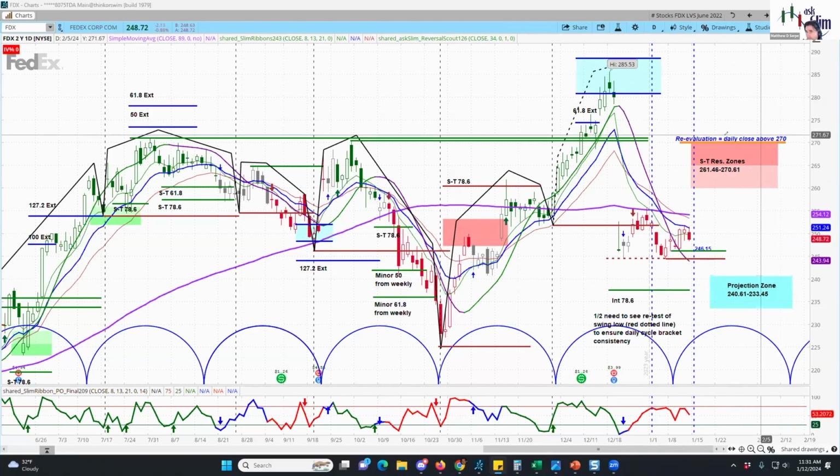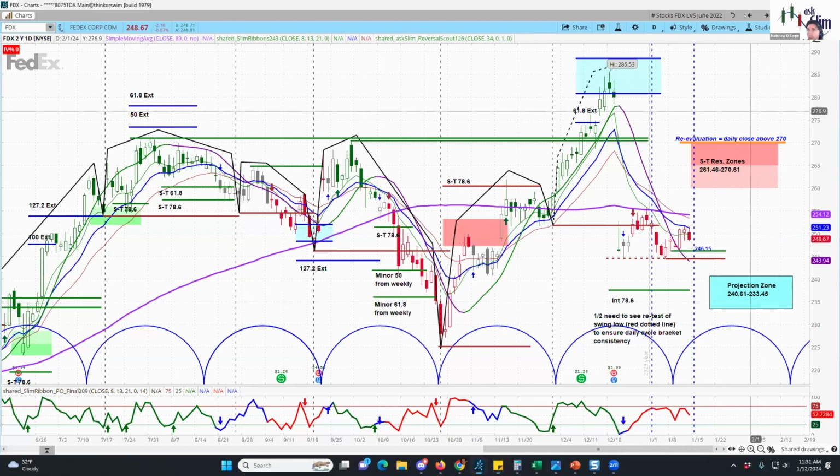The revaluation level that we're looking at here is a daily close above 270, which would render this analysis needing to be revisited and likely suggesting that something else is changing more bullishly in FedEx. So again, if we break that 246.15, we could see a swifter move to the downside into this daily projection zone, either here as we get into this early peaking phase, or even as we get further out into that cycle.